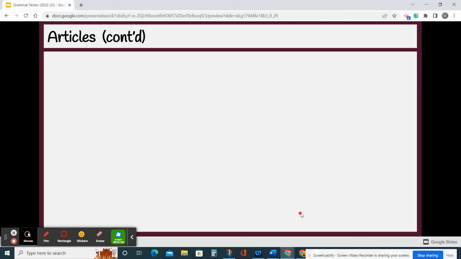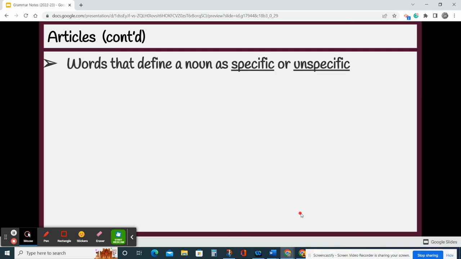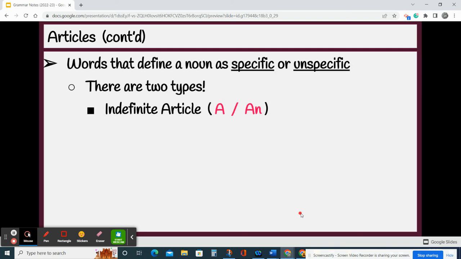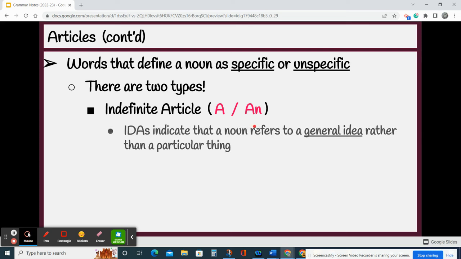However, when we are dealing with indefinite articles, that's not going to be the case, and I'll show you the difference. So indefinite articles are a or an. Indefinite articles indicate that the noun is referring to a general idea rather than a particular thing.